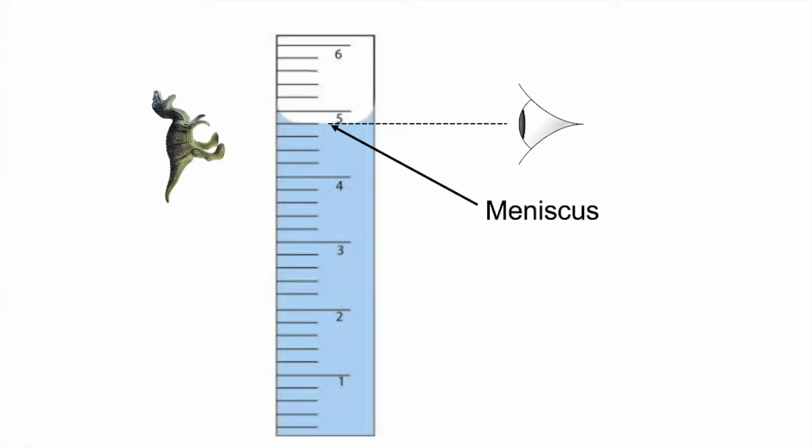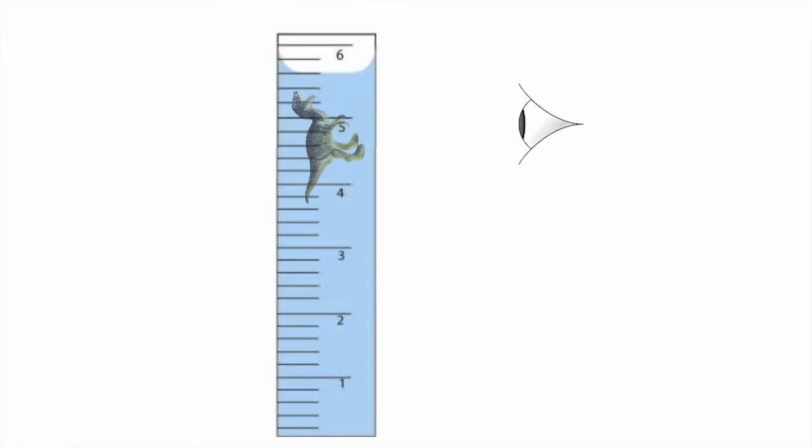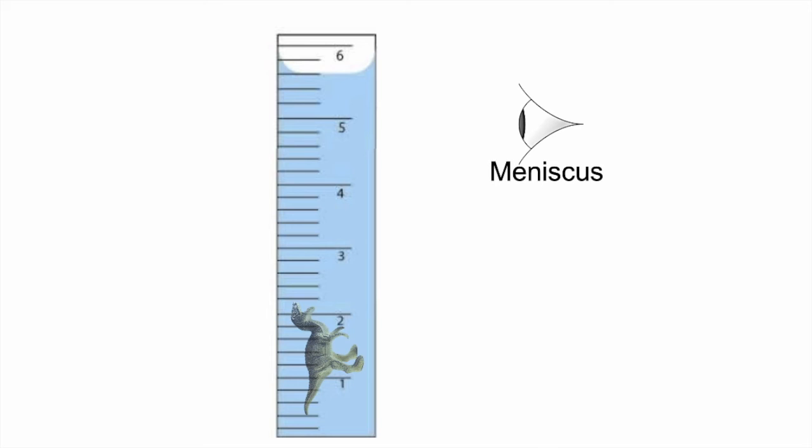The next thing we're going to do is put our dinosaur into the water. And we're going to measure the new volume, because as we see when we put the dinosaur in, the dinosaur displaces a volume of water equal to its volume. So our water goes up in the graduated cylinder.